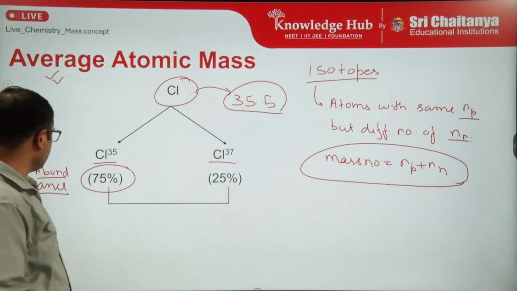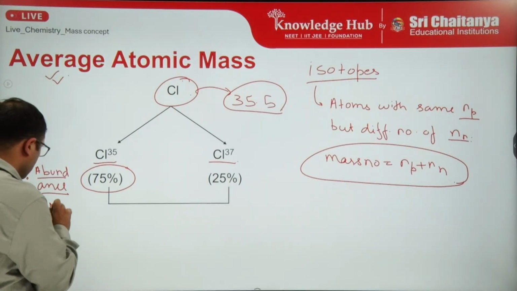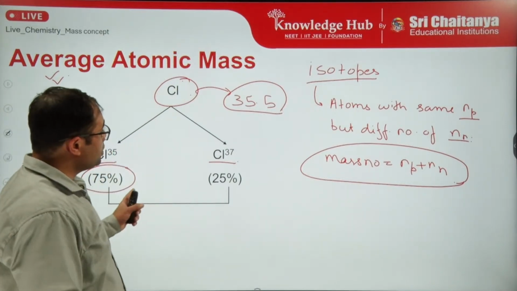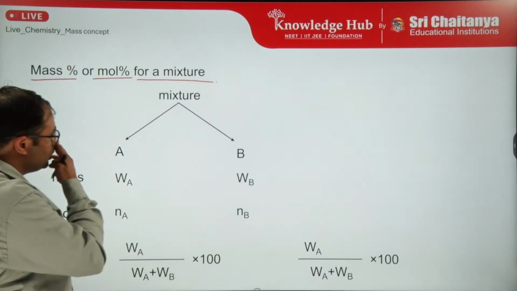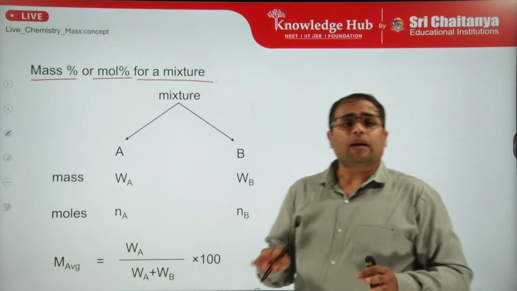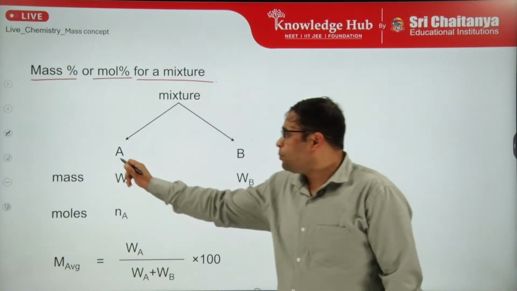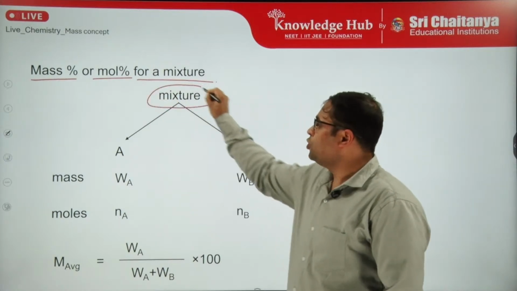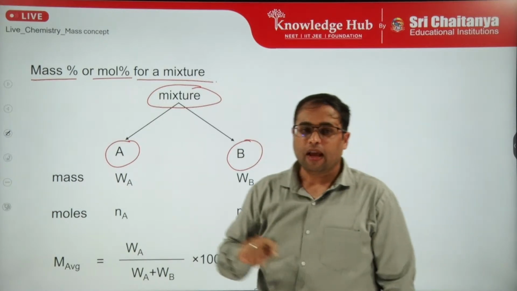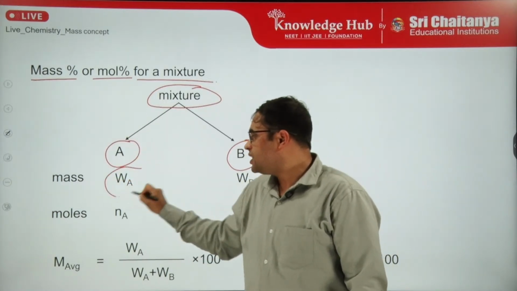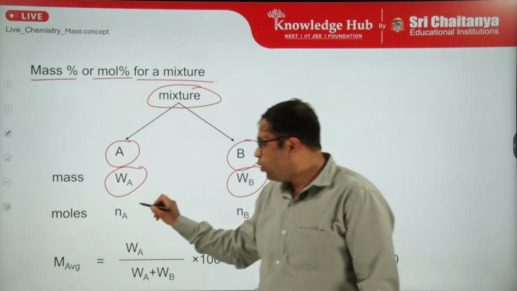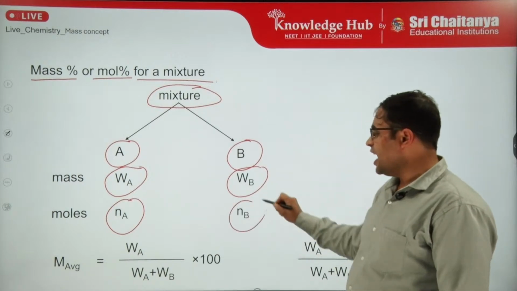Okay, percentage abundance, or I will say this is mass percentage. Now from this mass percentage, how to go to that story is way ahead. So now isotopes basically differ in their masses, right? Suppose I have a mixture of isotopes, isotope A and isotope B. In this mixture, mass of isotope A is WA and mass of isotope B is WB. Similarly, moles of isotope A is Na and of B is NB.